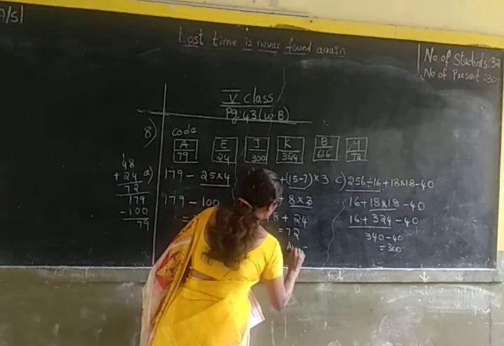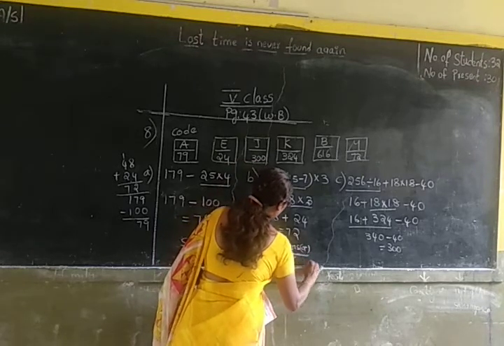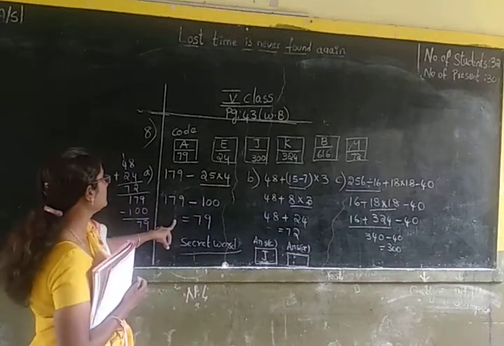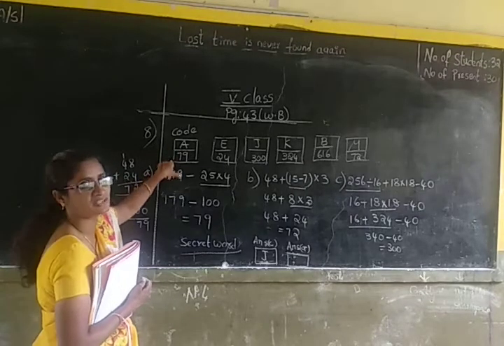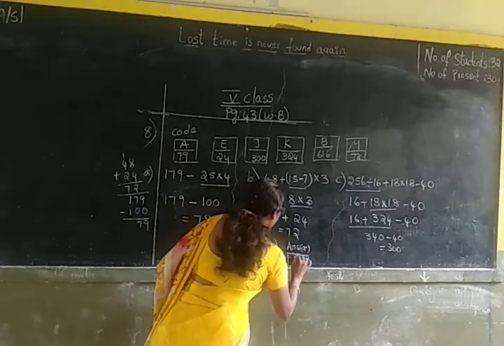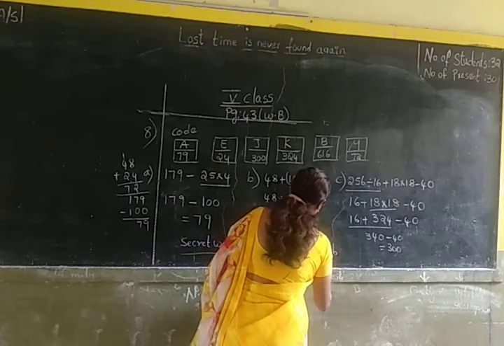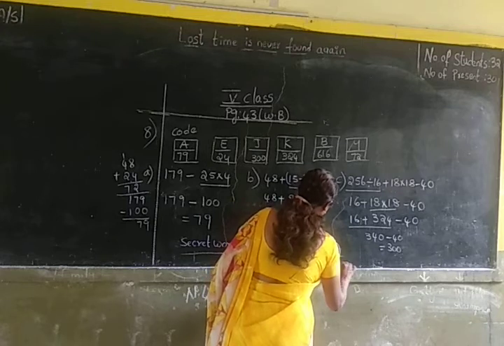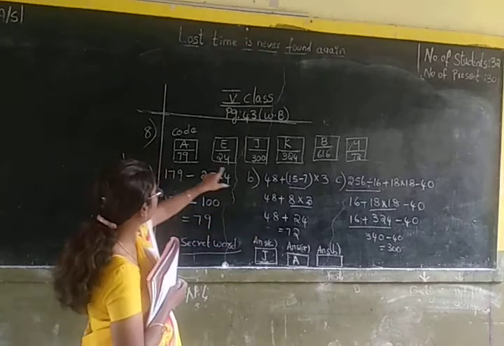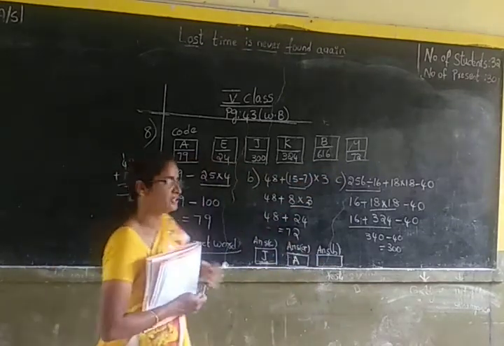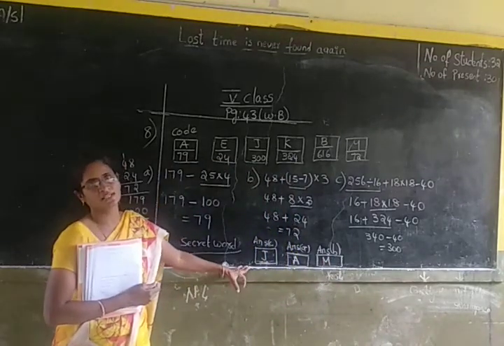And in the second box you have to write the answer A. What is the answer A? The answer A is 79. The code for 79 is A. And in the third box you have to write the answer B. Here the answer B is 72. The code for 72 is M. So the secret word is jam.